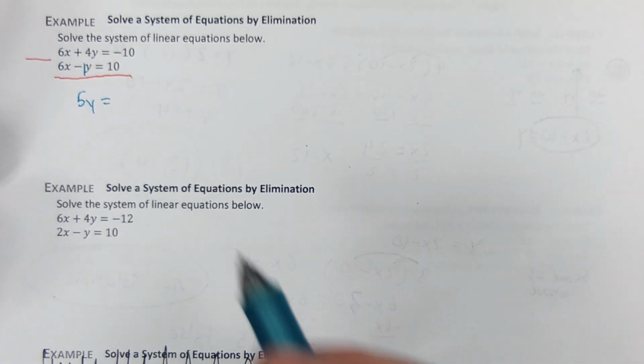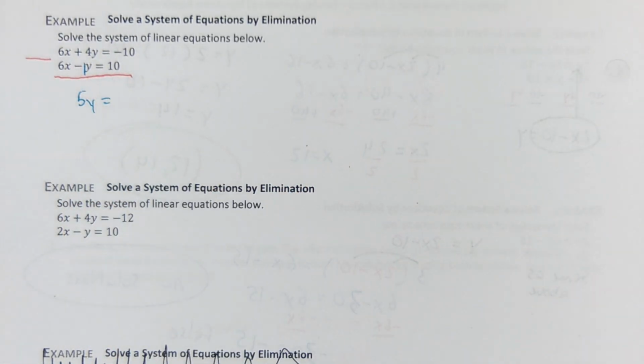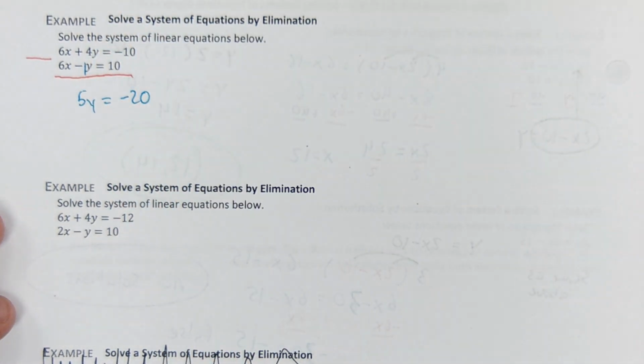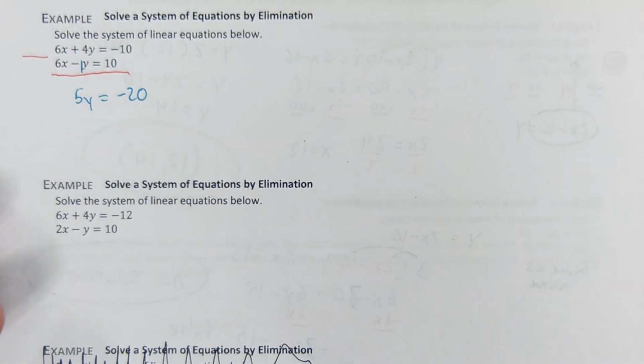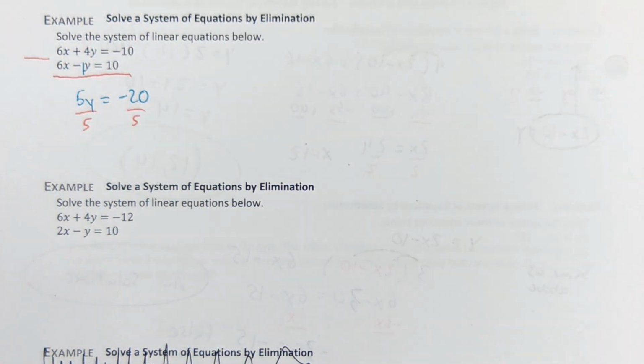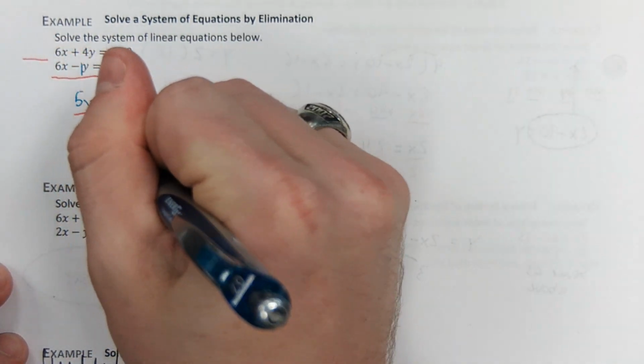And then this one, -10 minus 10, -20. If you go through the process of actually referencing it every time and saying the words in your mind, you're probably not going to miss these minus negatives and things like that. Then just divide. Gets us y equals -4.